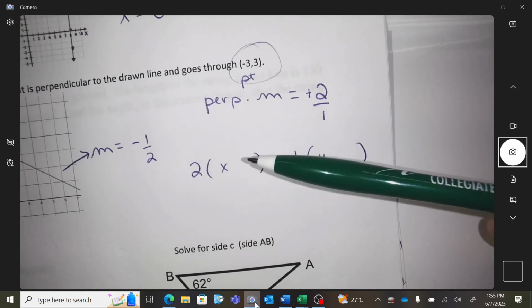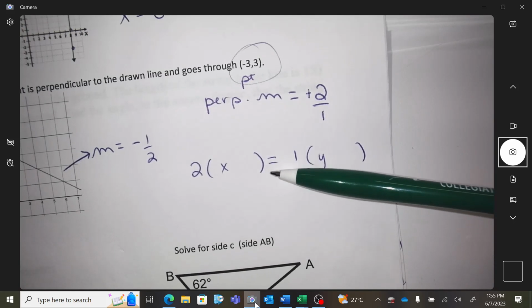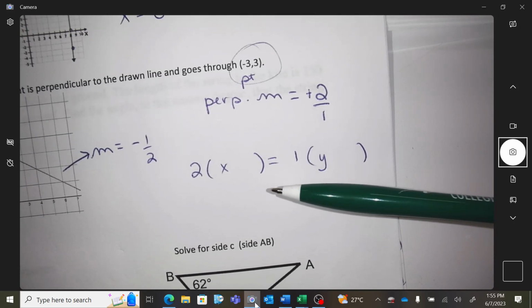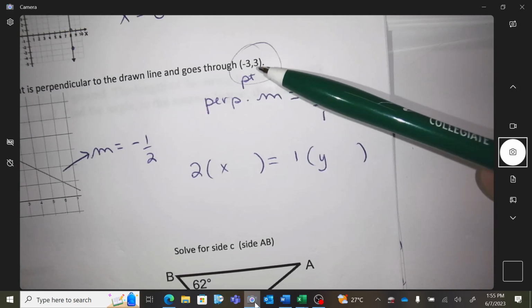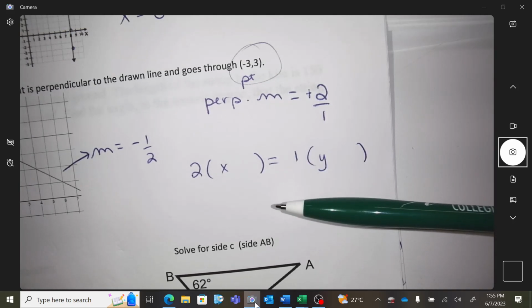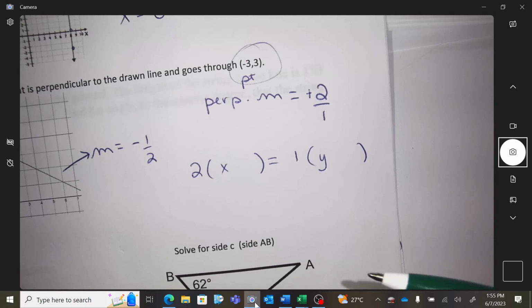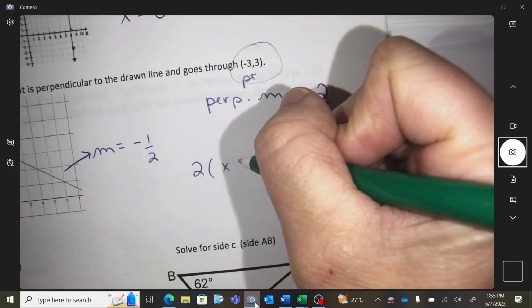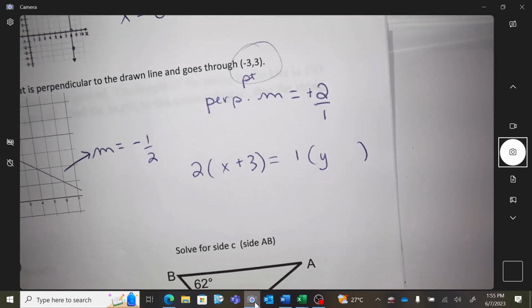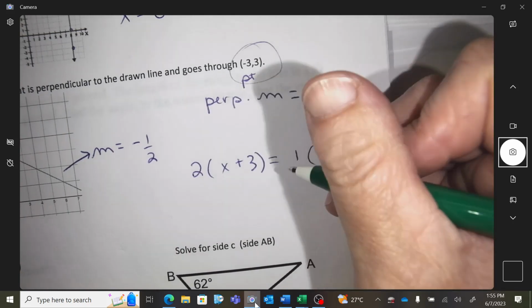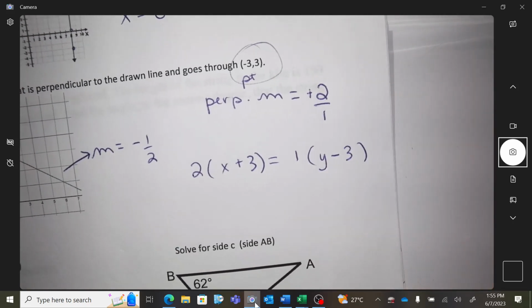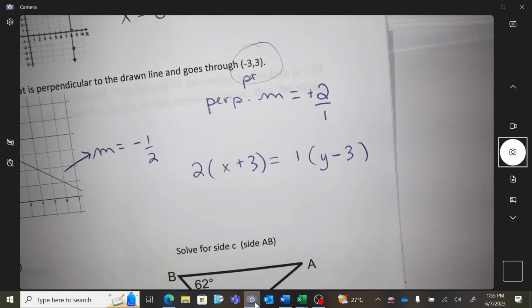Okay, how does the coordinate have to look in your formula? When you put it into your formula, the points are always what again? Opposite. So the x has to say +3 and the y has to say subtract 3. And that's it. But I'm going to draw it.